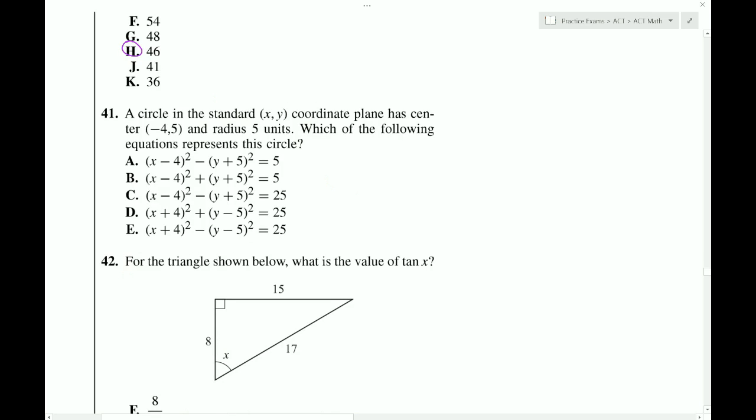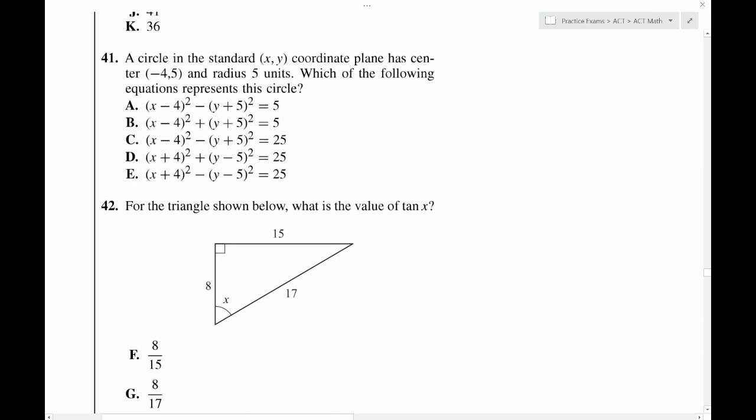A circle in the standard coordinate plane has center -4, 5, so those are going to switch to 4, -5. So it's going to be this one right off the bat. It's between D and E, but E has got a minus, which is supposed to be plus.